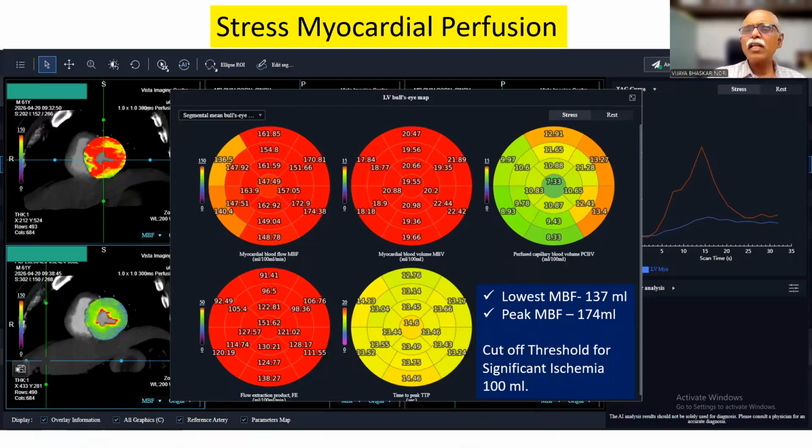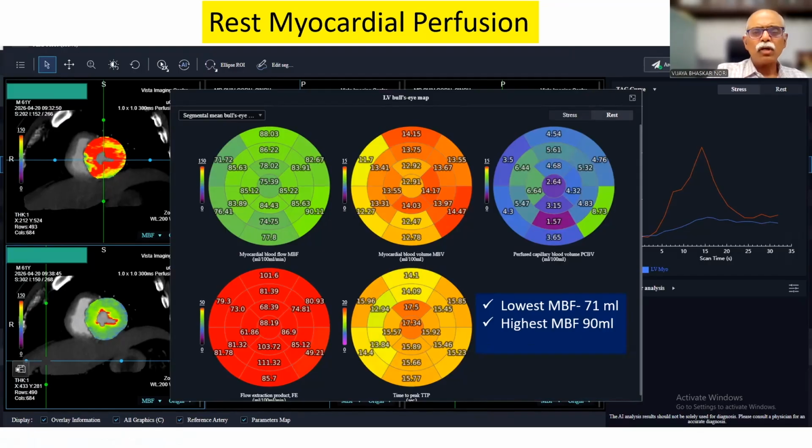Now, when we have done a CT myocardial perfusion in stress and rest, to our surprise, we found that all the segments of the LV myocardium show absolute myocardial blood flow more than 100. That means there is no ischemic segment. There is no segment which shows less than 100 ml myocardial blood flow, and the cutoff threshold is 100 ml. At rest, we have seen that the lowest is 71 and highest is 90.